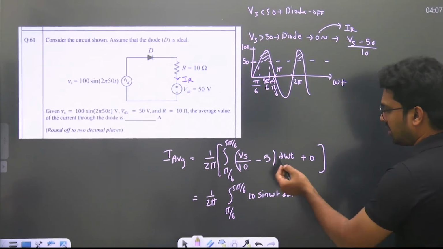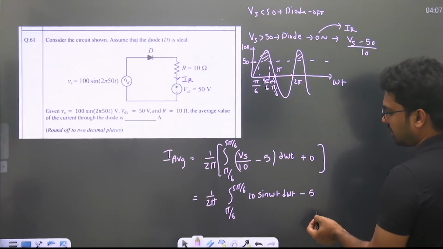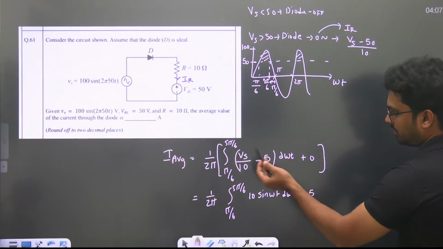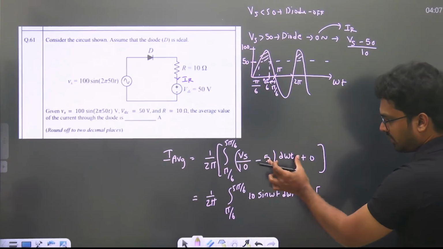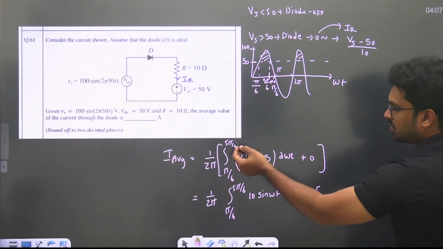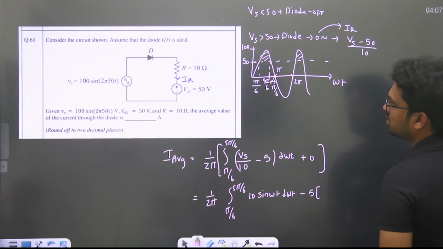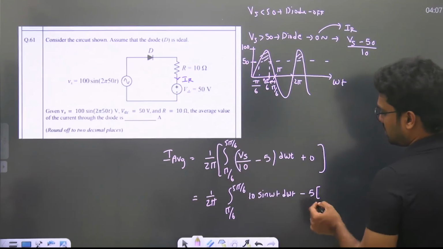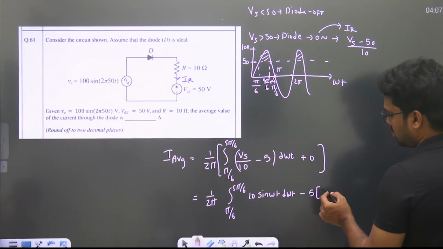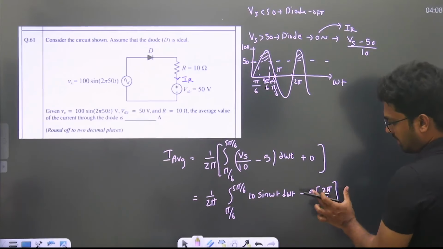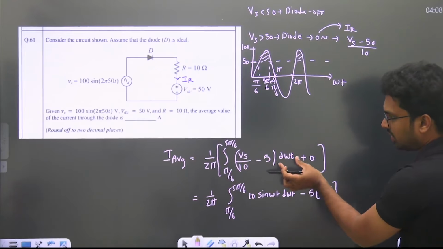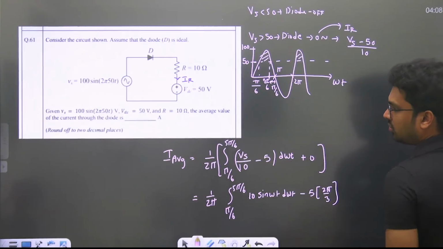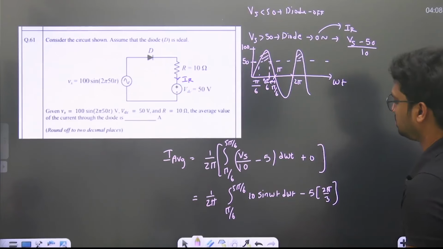That will be 5 theta, 5 into omega t, where omega t is varied from pi by 6 to 5 pi by 6. So I'm directly finding this integration here. 5 pi by 6 minus pi by 6 will be 4 pi by 6, which is 2 pi by 3. I have already calculated this relation. So just shift this here, 5 into d omega t, whose range is from here to here.